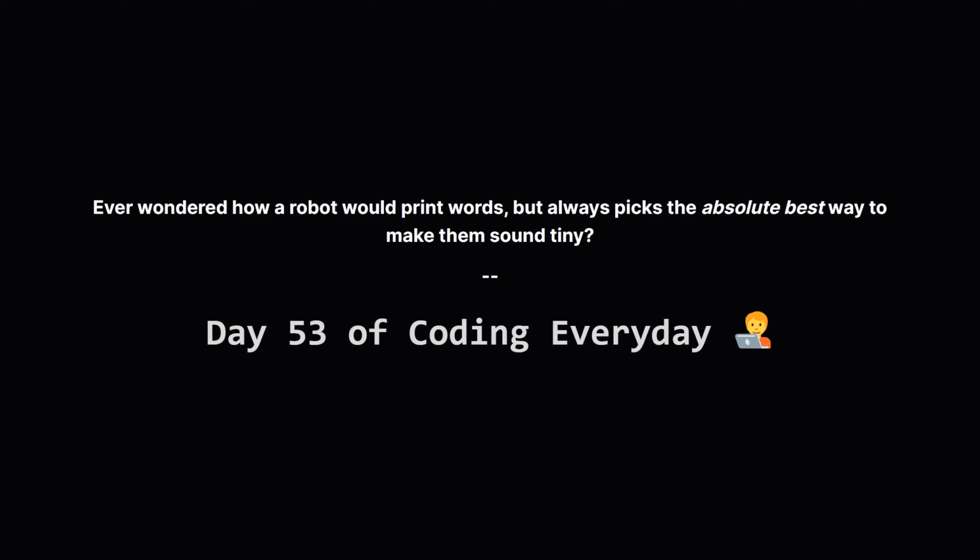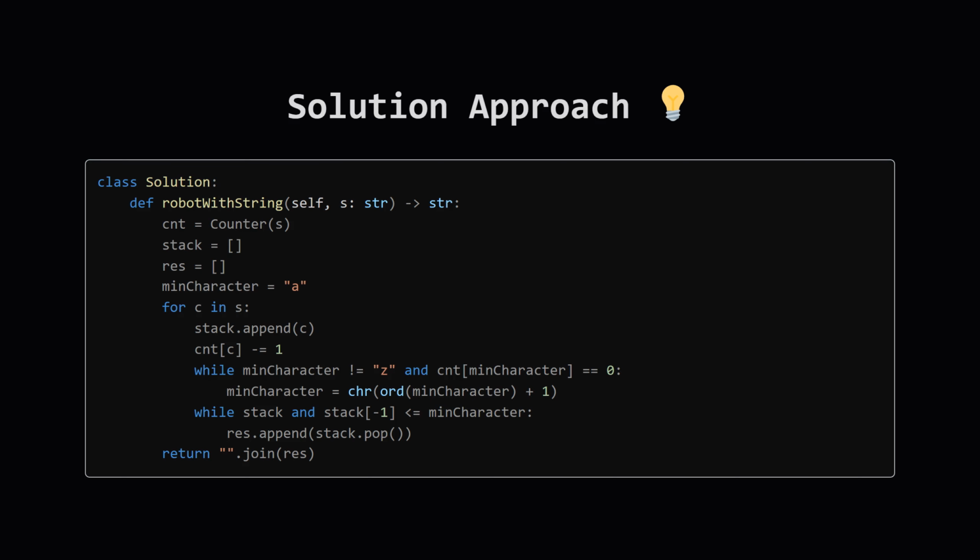Ever wondered how a robot would print words, but always picks the absolute best way to make them sound tiny? This is day 53 of Coding Every Day. Alright, today we're tackling LeetCode problem 2434, using a robot to print the lexicographically smallest string. Spoiler alert, the core idea here is to minimize the output string.